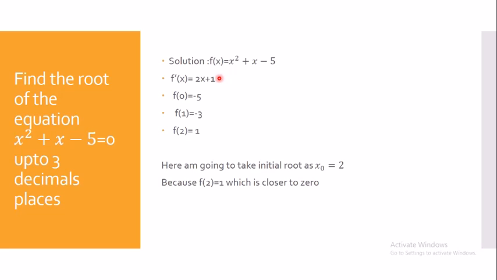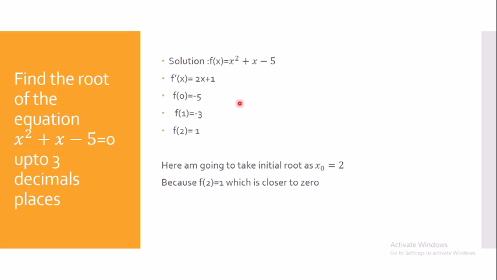Okay. Now, from the question it is clear that f of x is equal to x square plus x minus 5. You have to find out f dash of x, since in your formula you will have to substitute f dash of xn. So before that you have to find out what is f dash of x, and I hope you all know how to find f dash of x. So f dash of x is nothing but 2x plus 1.